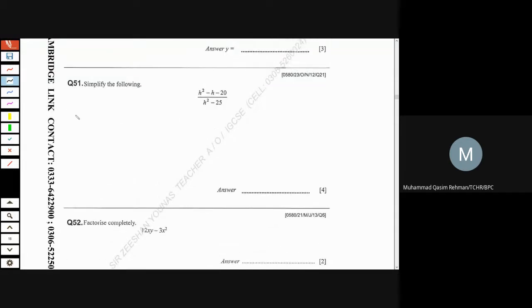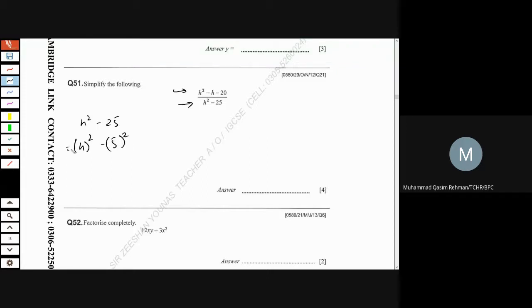Now look at this question. h squared minus 25. Forget about the numerator. Let's just talk about the denominator. How many terms do we have in the denominator? Two. What sign do we have between them? Minus. So the priority would be to check if you can write each term as a square of something. The first one is already a square of h. Second, 25, isn't it the square of 5? Yes, so I can rewrite this as a square of 5.